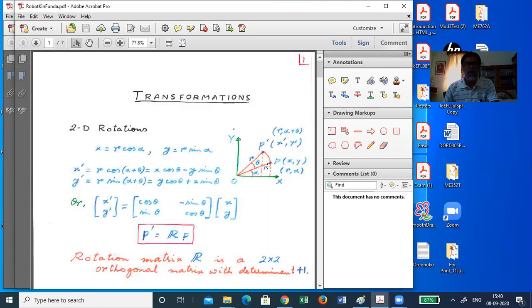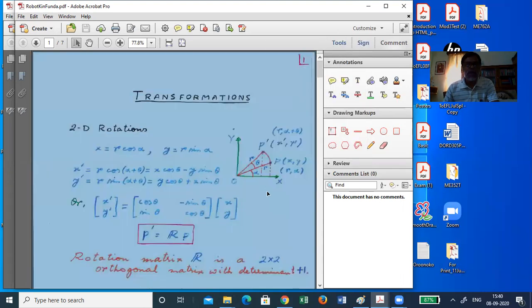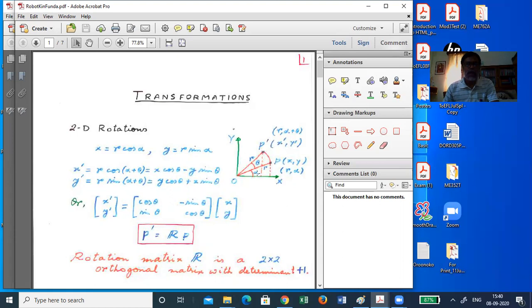So the r coordinate remains as it is, and the angular coordinate changes from alpha to alpha plus theta. Now, as we try to find out the Cartesian coordinates back, x prime, y prime, it will become r times cosine of alpha plus theta and r times sine of alpha plus theta. When you open that, you get these two expressions.